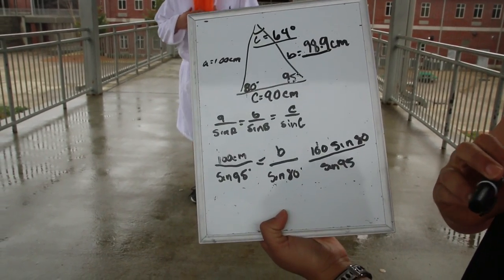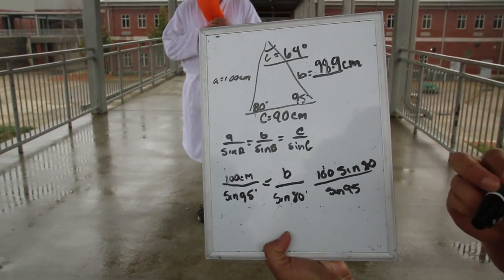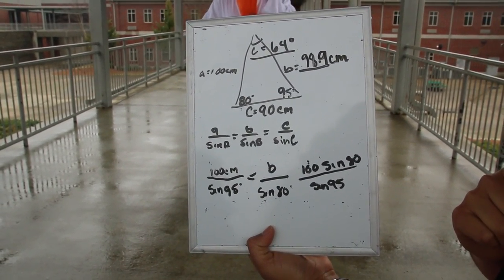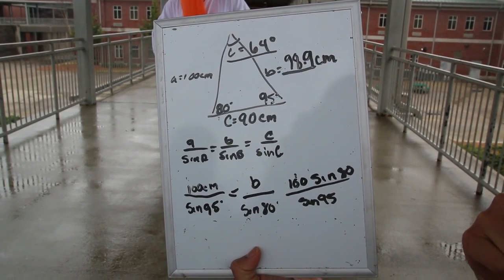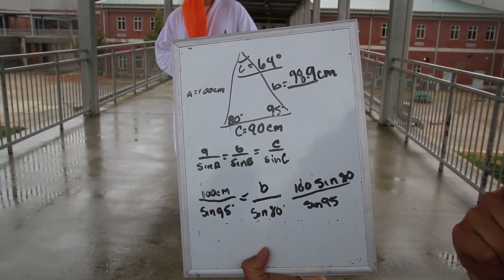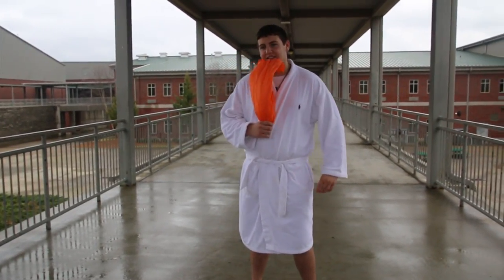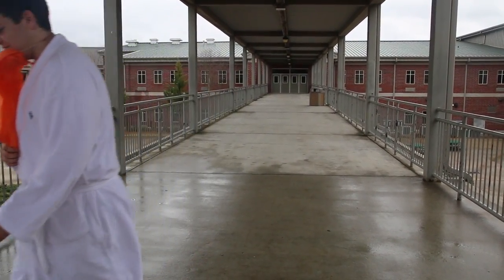We're done! So here are your remaining values. Side B is 98.9 centimeters, and angle C is 64 degrees. Ha ha, troll! Aw, I guess you're right. I guess I'll let you pass. Whee!